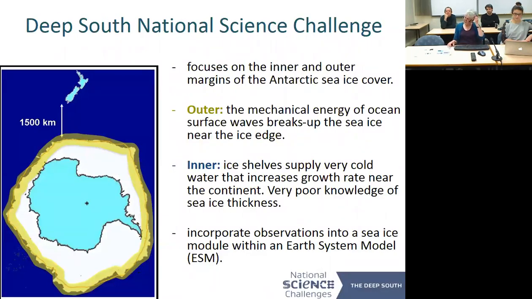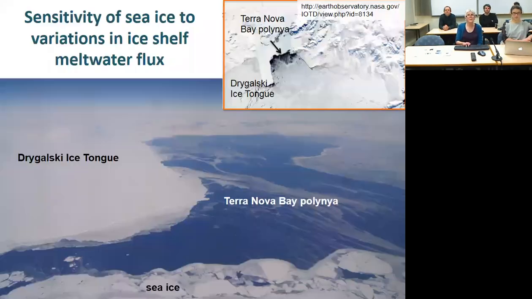So that finishes what I want to say about the Waves in Ice program. I have to say I'm not the expert on that, so I will redirect any questions on waves and sea ice. I want to spend the second half of the talk just talking about the inner edge of the ice cover. So now we're looking at some of the places I've highlighted in blue on the map. And these are places where an ice shelf abuts the sea ice.